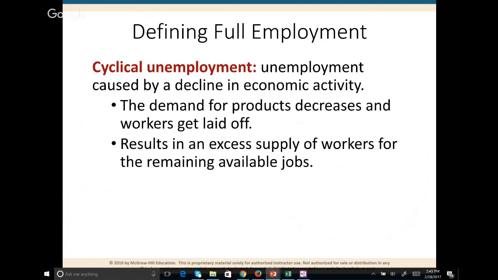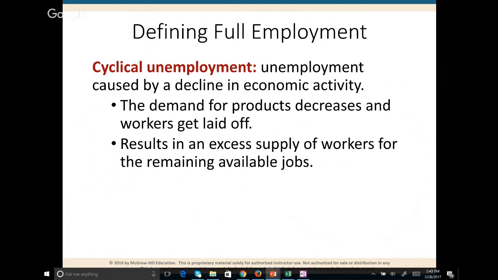Last one is called cyclical unemployment. Cyclical unemployment is any unemployment that depends on your business cycle. Now, when we say business cycle, what we mean is anytime you have a recession. Recession means the economy slows down. When the economy slows down, your unemployment will go up. So that's called cyclical unemployment.